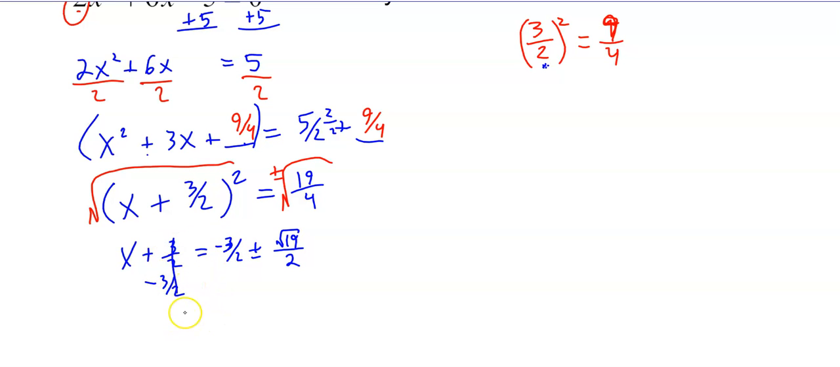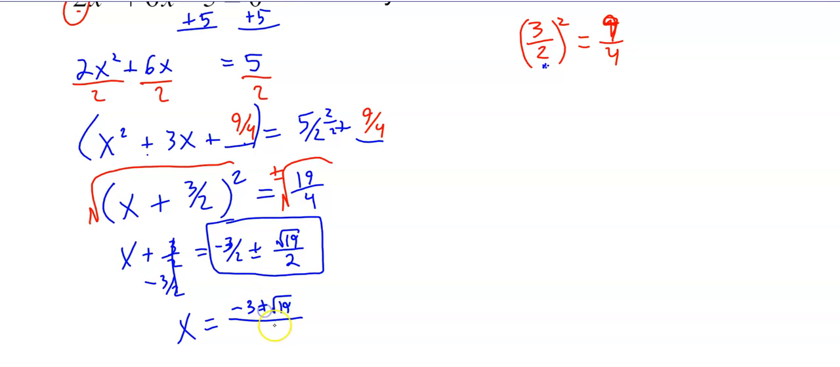So that I get x equals, and you can write it like this. This is perfectly acceptable for me. You can also write it as one big fraction. So you could write it as -3 plus or minus square root of 19 all over 2. So either way is acceptable there. You can write it in either form, but that's it, you're done with completing the square.